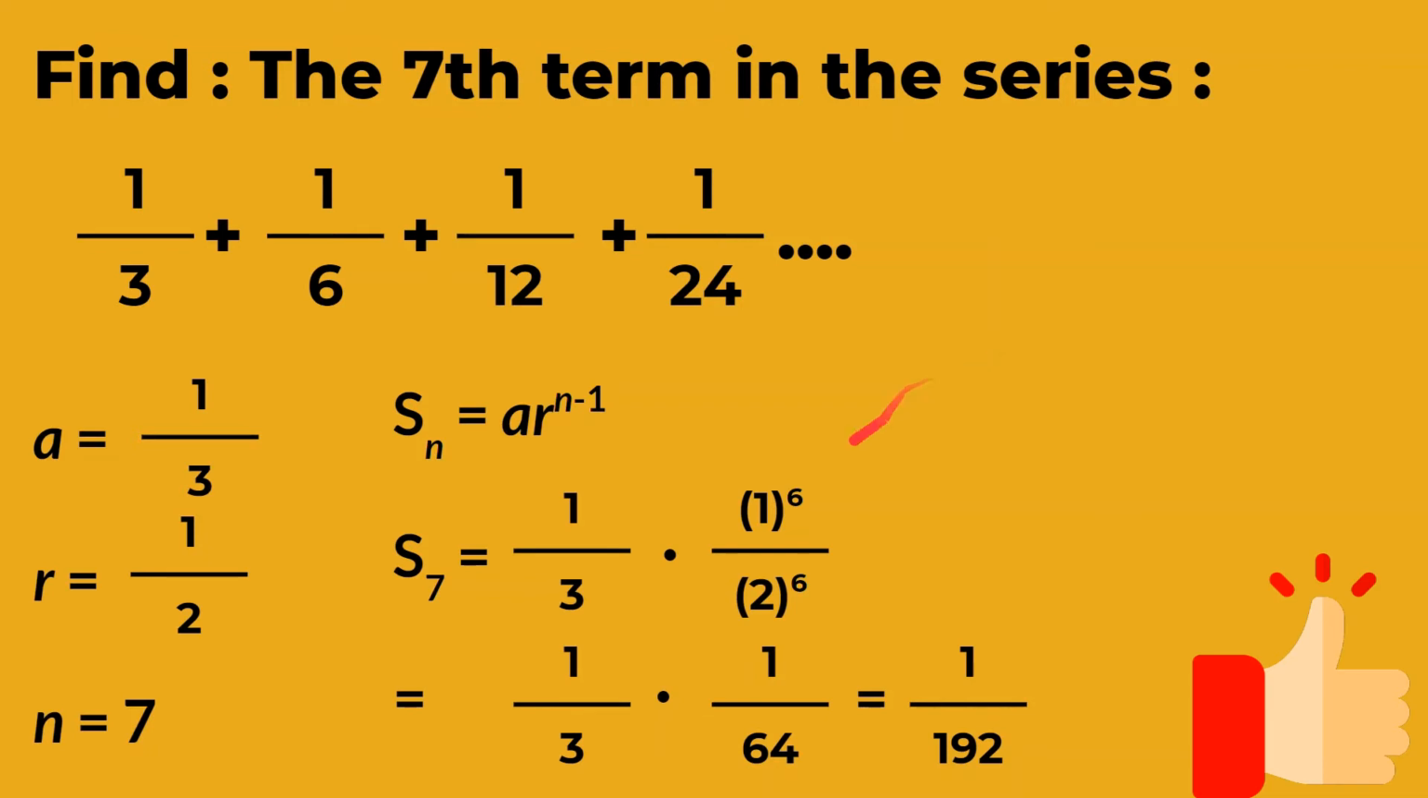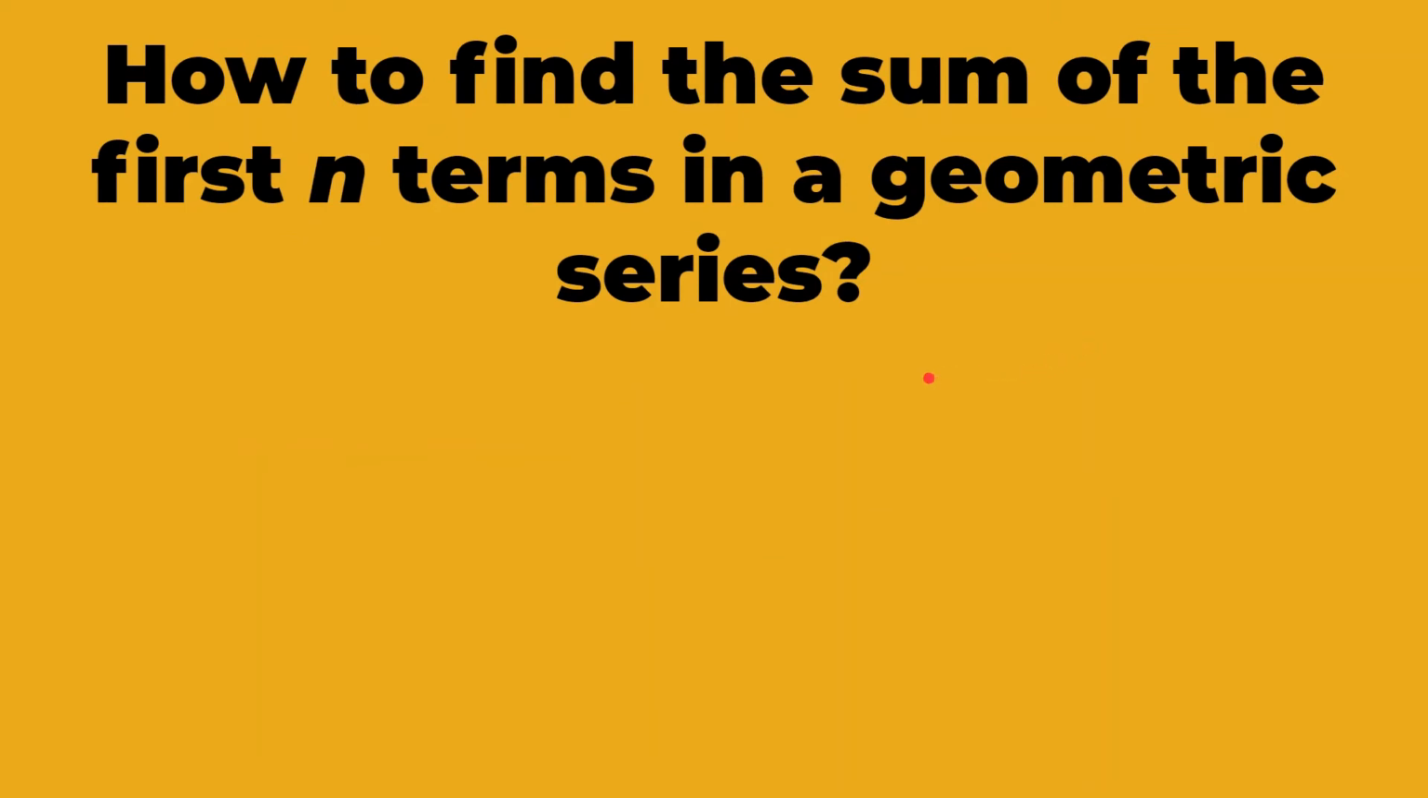So the 7th term in this series is 1 upon 192, and we can verify using mental calculation, as 7 isn't a large number. So for example, 1 upon 24 is the 4th term, the 5th term is 1 upon 48, the 6th term is 1 upon 96, and the 7th is 1 upon 192. So it is correct.